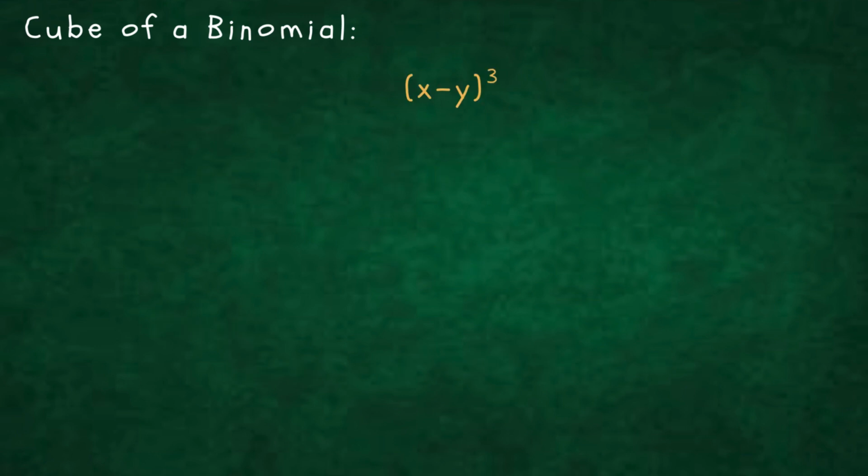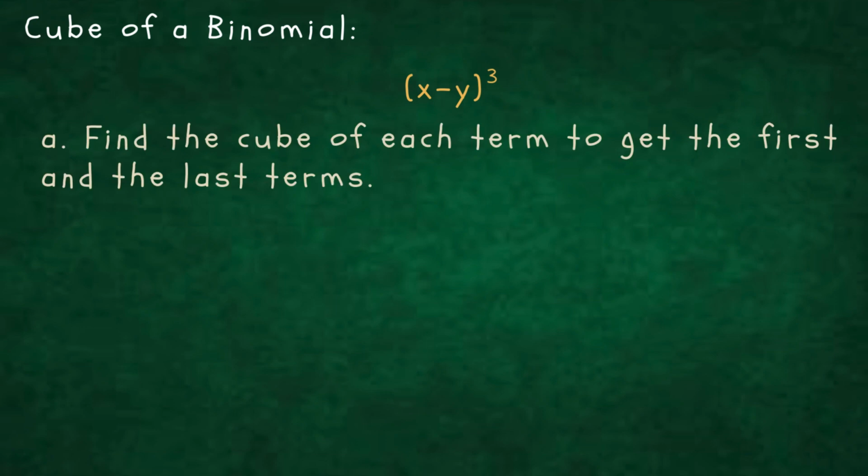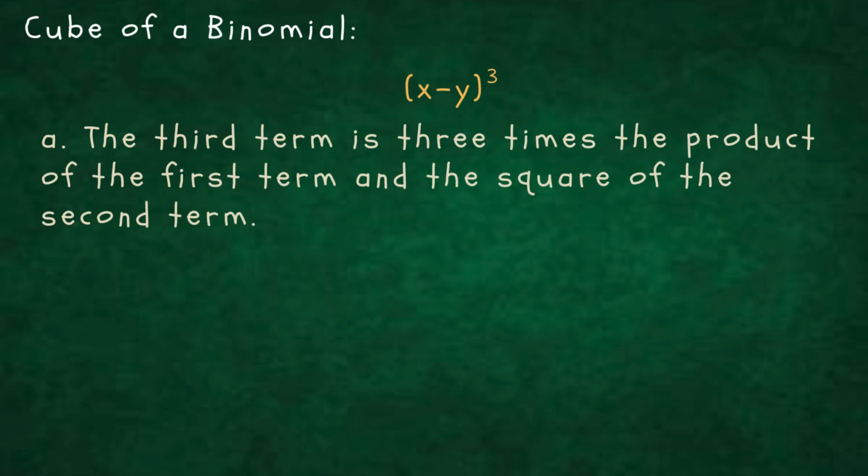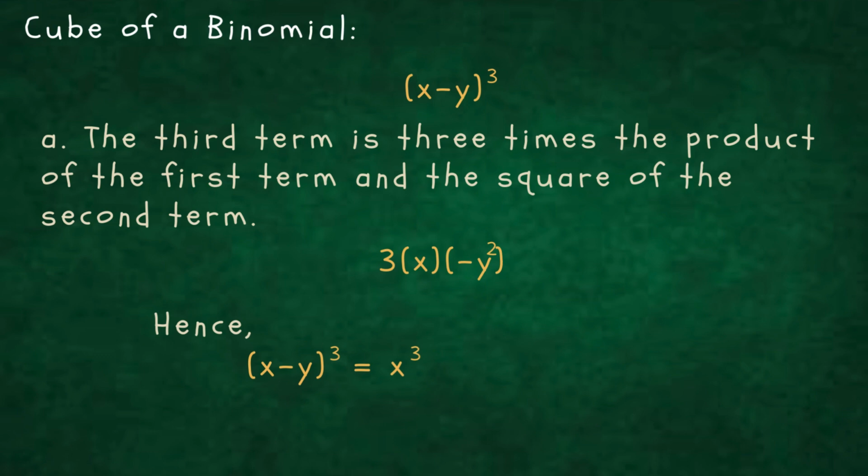Let's try (x − y) cubed. First, we will get the cube of each term. That will be x cubed and negative y cubed. The second term is 3 times the product of the square of the first term and the second term. That will be 3x squared times negative y. The third term is 3 times the product of the first term and the square of the second term. That will be 3x times negative y squared. Hence, (x − y) cubed is equal to x cubed minus 3x squared y plus 3xy squared minus y cubed.